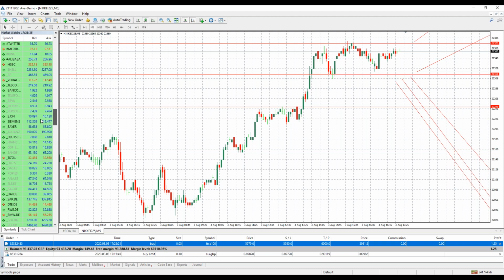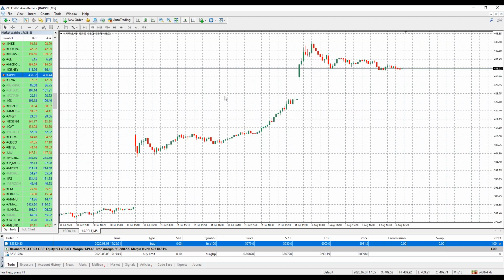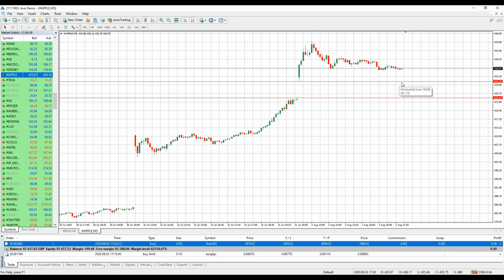Here we are. Here's Apple. Okay, you see it gapped up. Wow, that's an opportunity. I'm glad we looked at it just now. So here's the top of the gap. This is where the market opened today. Okay, the market opened here. These gaps can be really great to trade many times.